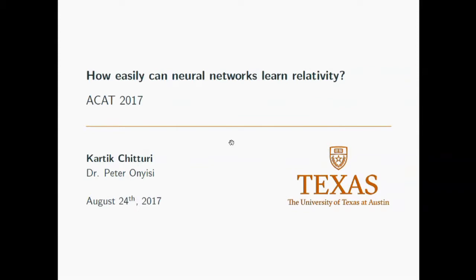Now we have Kartik, and he's going to... that's a good question. He is going to answer the question, I hope. How easily can neural networks learn relativity? From the University of Texas in Austin.